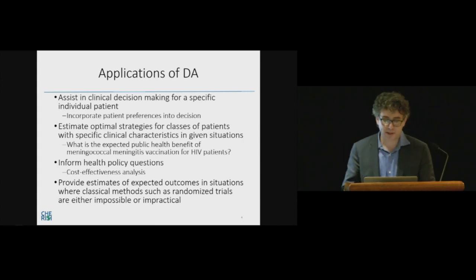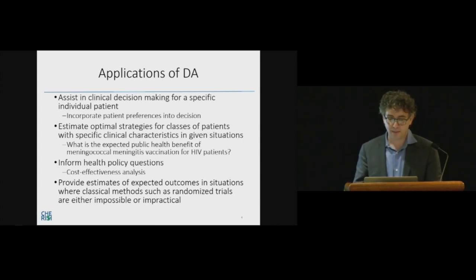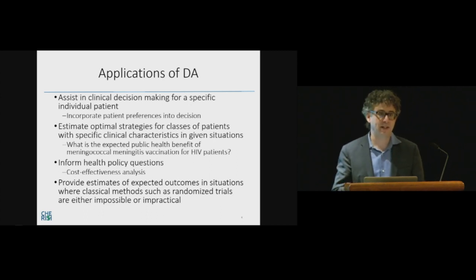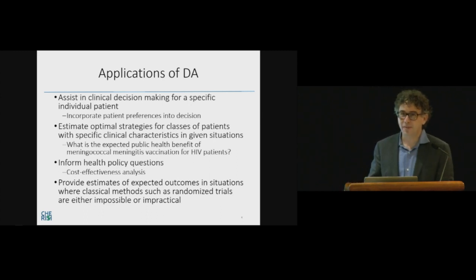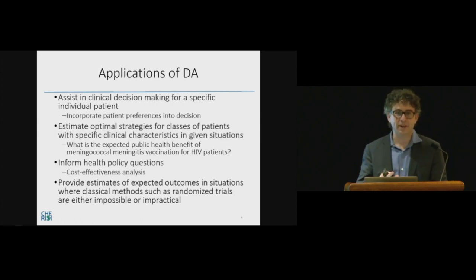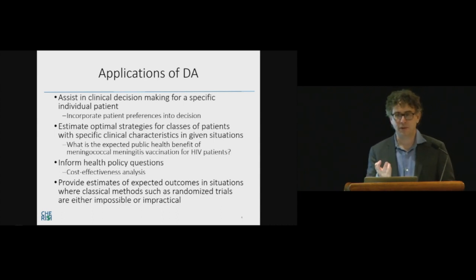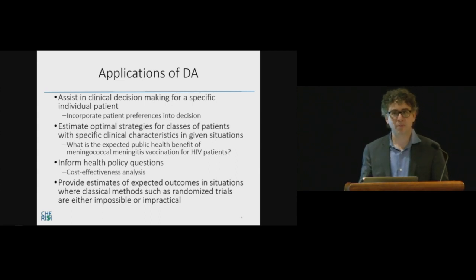And finally, decision analysis can provide estimates of expected outcomes in situations where classical methods such as randomized trials are either impossible or impractical. So often we have a real-world question where there might be multiple clinical trials speaking to the efficacy of a given intervention, but really we know that those things are all functioning together as part of a larger package or over a longer time period than might be possible in a clinical trial. And so decision analysis provides a means to integrate all of those different data sources to come up with the real-world answer that we're really looking for.